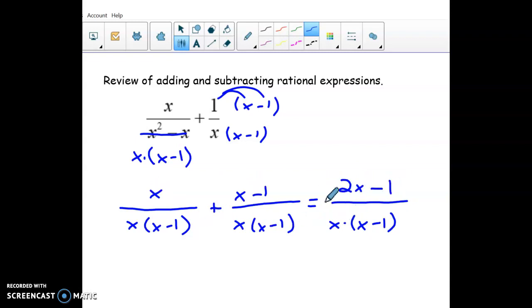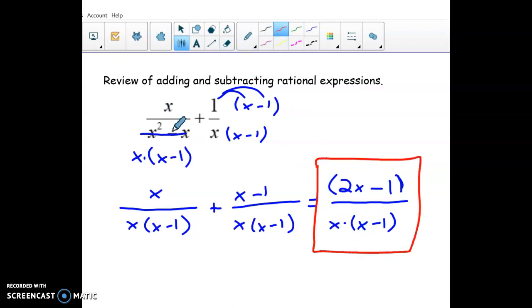Okay, and again, we can check, would anything cancel here? But 2x doesn't match an x, and this is a whole factor, and it doesn't match any factors down there. So this one doesn't simplify, and we are done. That is the simplest form. That's what you get when you add these two rational expressions together.